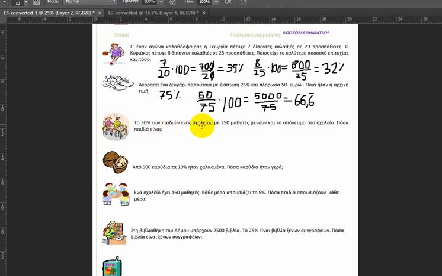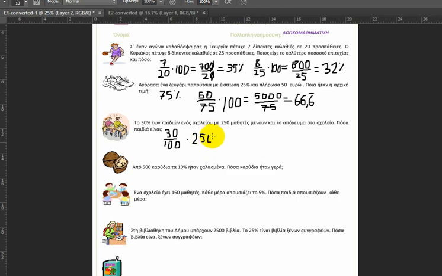So 30% of 250. So what I do here is I say 30. Again, if you remember the shape that we talked about last time, what I'm missing here is the part. I have the percentage, I have the total, and I want to find the part. So I have 30 over 100 times 250.